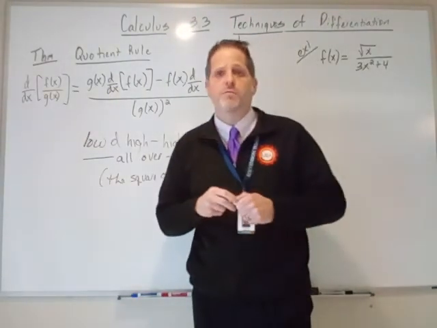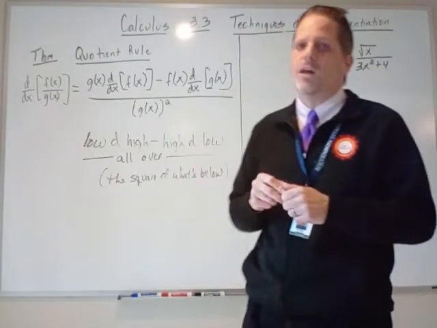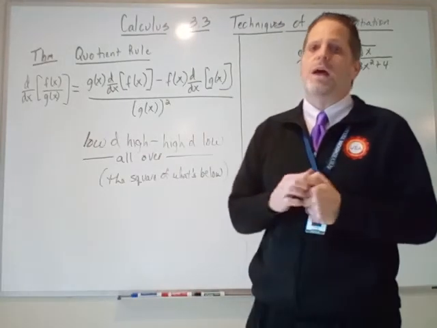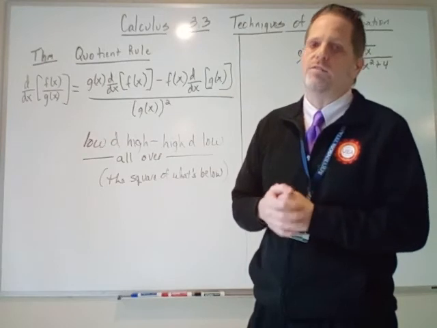You can say it with me if you want to. Low d high minus high d low all over the square of what's below. That's your best way to remember the quotient rule for derivatives.